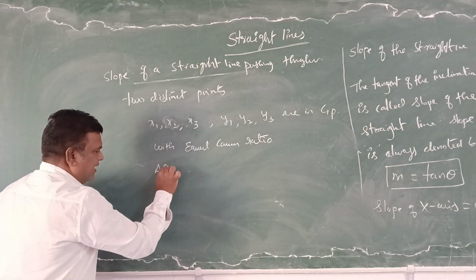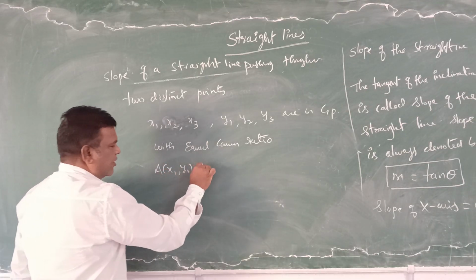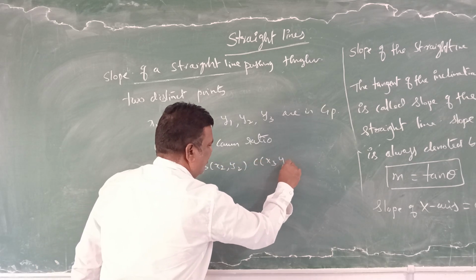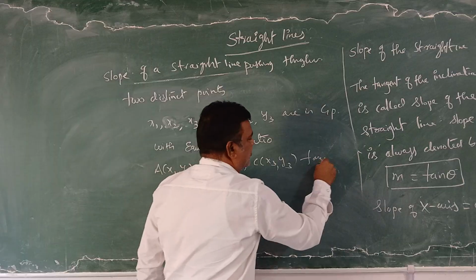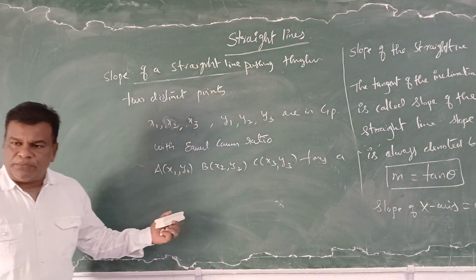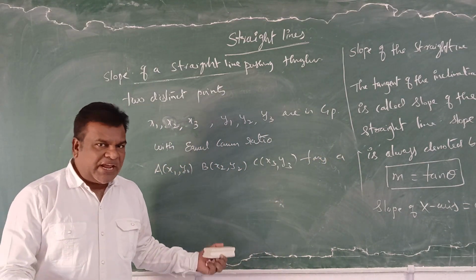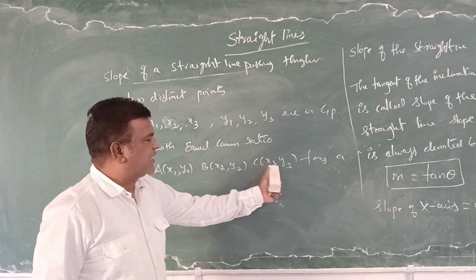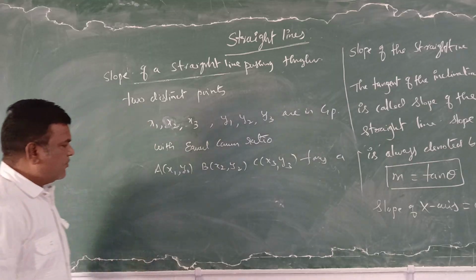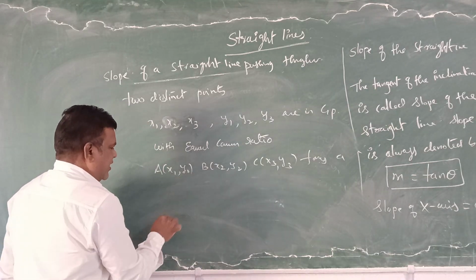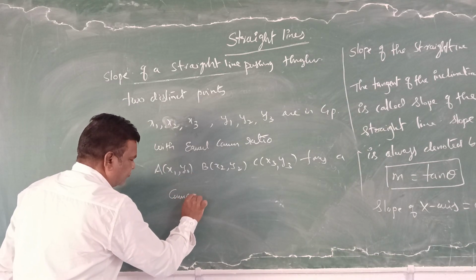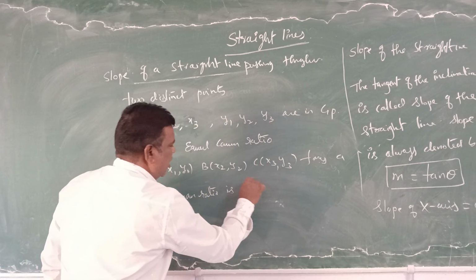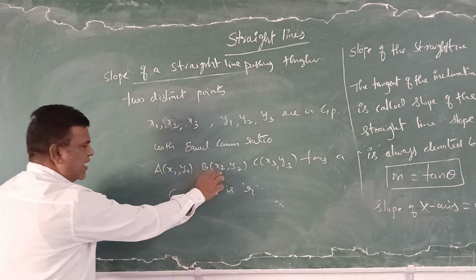Then the points A (x1, y1), B (x2, y2), C (x3, y3) form a... They will ask a question: form a what? It may be a triangle, it may be a line, whatever it may be. So A (x1, y1), B (x2, y2), C (x3, y3) form a... So first of all, I am going to take the common ratio r.